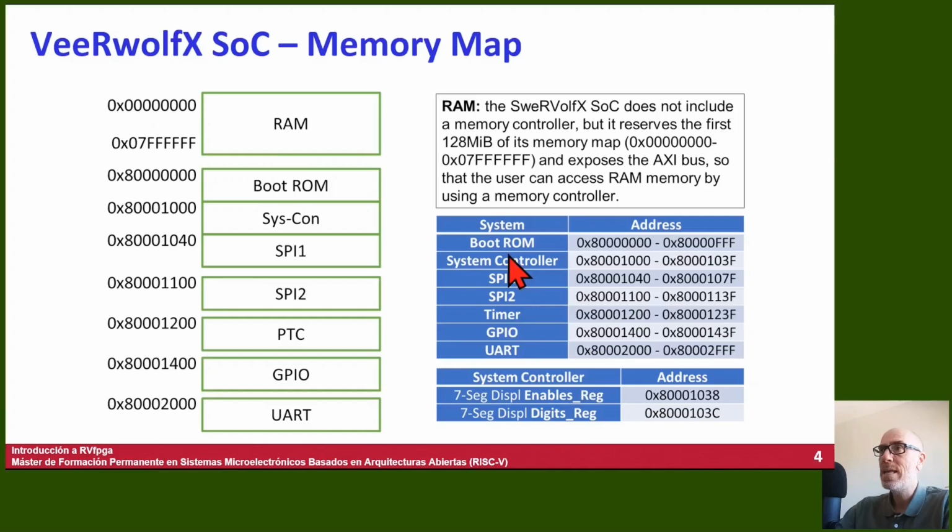In this table, we also see the same info, the address ranges occupied by each controller's registers, and finally, this table shows the registers used to communicate with the 7-segment displays we'll use in this lab. Specifically, there are 2 registers, enables and digits, located at these addresses.